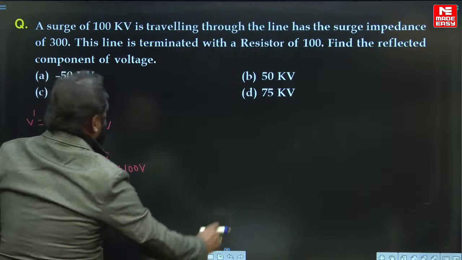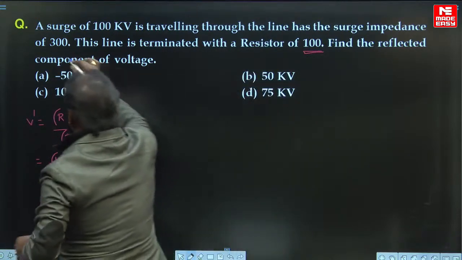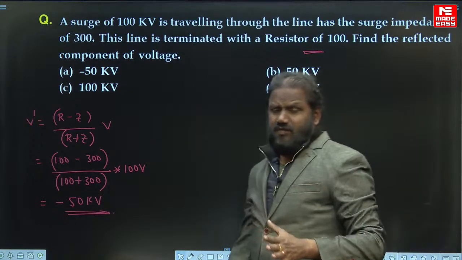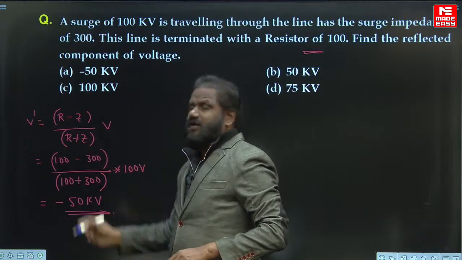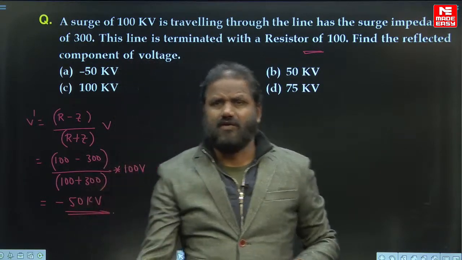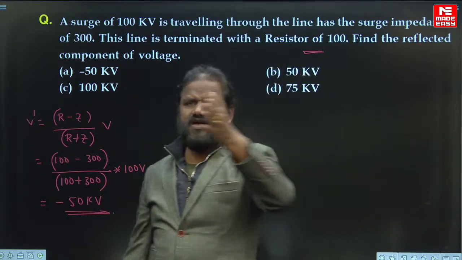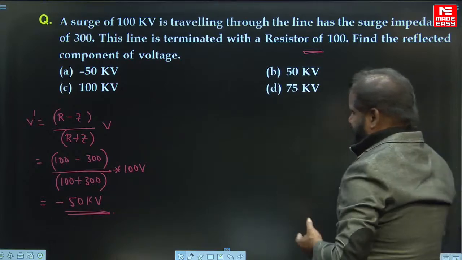Okay, impedance matching. If the terminating impedance and the surge impedance are both the same, reflectionless transmission is possible. Otherwise, it is not possible. If both are same, R equal to Z, then V dash equals how much? V dash equal to 0, reflected component equal to 0. Reflected component equal to 0 means the incident value is totally refracted. That is the simple thing.